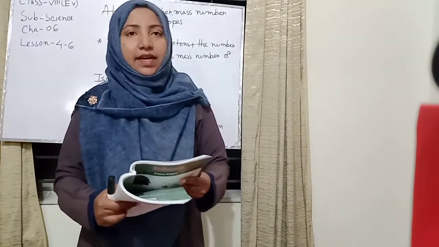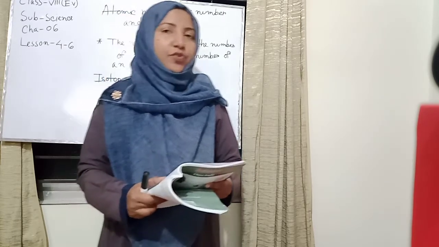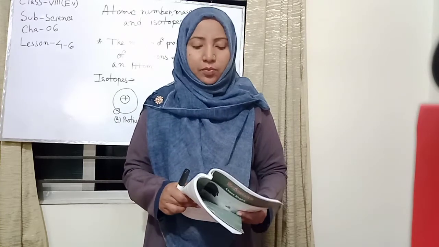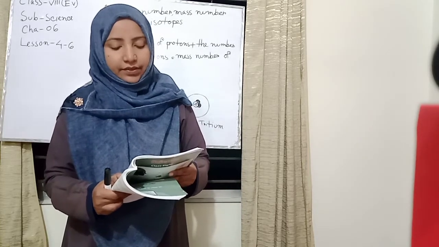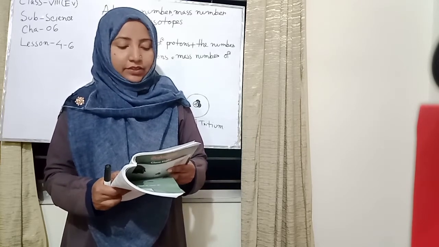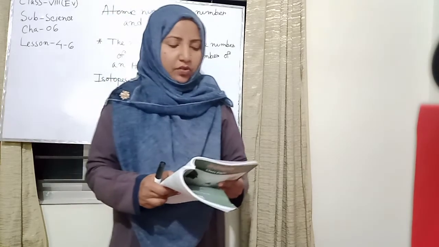Now we are going to start these lessons. Different elements have different types of atoms. For example, the atom of hydrogen is different from the atom of oxygen. The atom of one element is different from the atom of another element in respect of atomic size, atomic mass, and characteristics. Why is there this difference? The difference in the behavior of atoms arises from the difference in the number of protons and electrons.